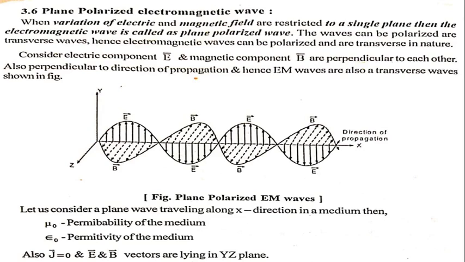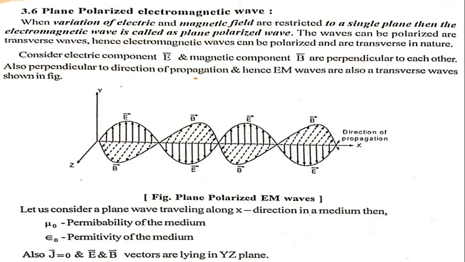In the figure, the shaded portion shows the electric field oscillations, and the other shaded portion shows the oscillation of the magnetic field vectors. The direction of propagation of the wave is perpendicular to both these vectors.